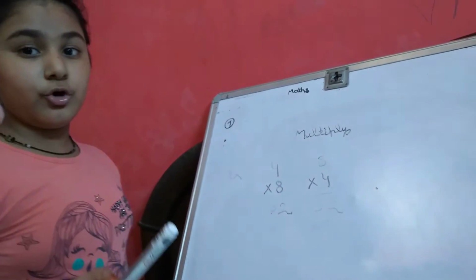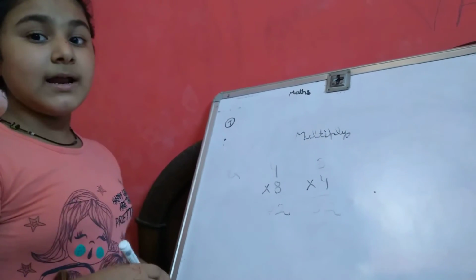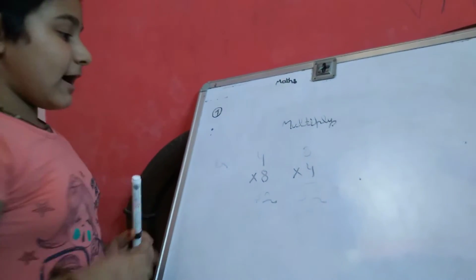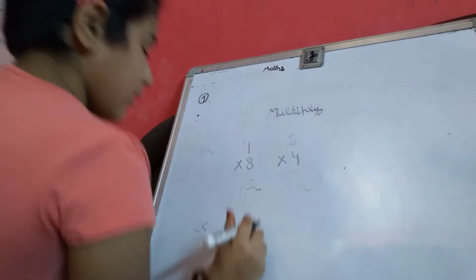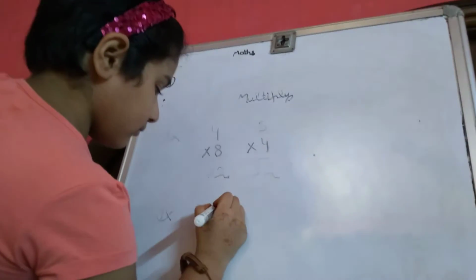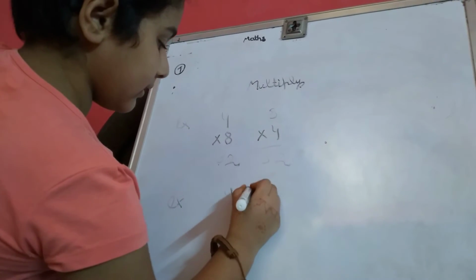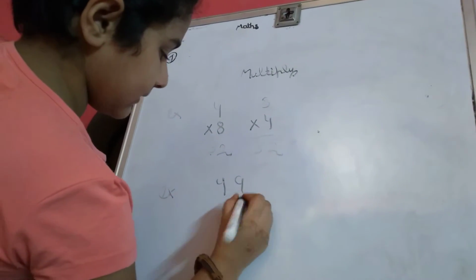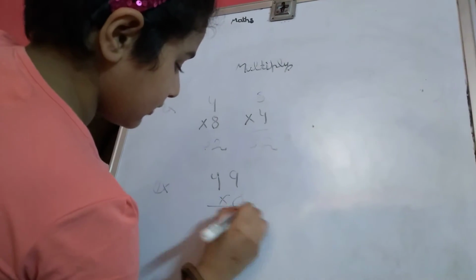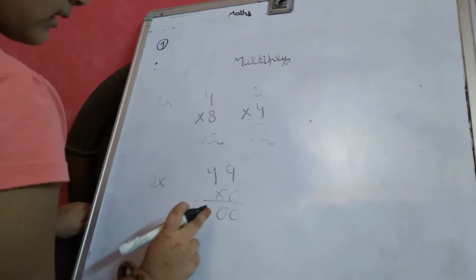Next, we multiply 0 to any number, the answer was 0. I give you an example. 49 multiply by 0, the answer was 0.